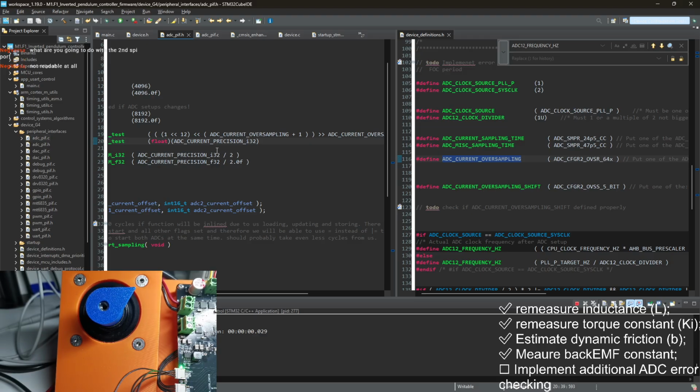What are you going to do with the second SPI port? Not readable at all? What do you mean not readable? I mean not readable as a concept?